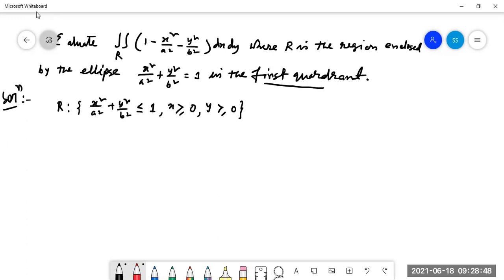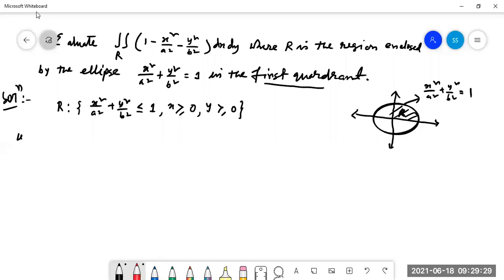Okay. So what is the picture of this? The ellipse like this, na? This one is the ellipse, x square by a square plus y square by b square equals 1. So we have to take only the first quadrant. That means this one. This is our region R, actually. Now we have to transform it.